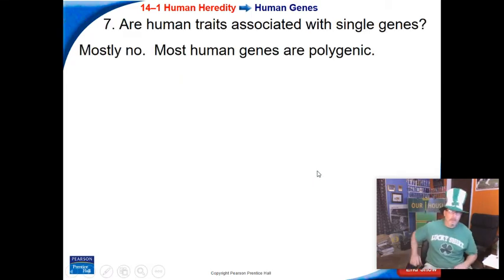All right. Are human traits associated with single genes? Mostly not. Most of the genes in humans are polygenic. Typically, evolved species have more polygenic genes than less evolved species. For example, humans are much more evolved than a starfish. Okay, we just are. I mean, we can communicate. We walk upright. We've got vision.